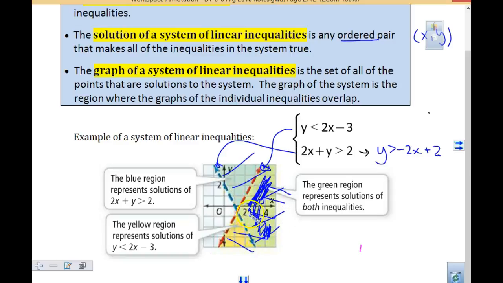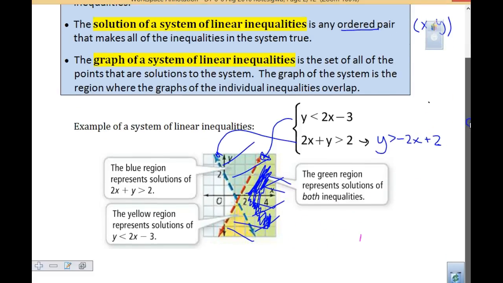And then what you want to do is the place where they overlap, you want to make that super dark. Because if I asked you, well, what's a solution to this problem? I can pick any number in this dark shaded region, the green region, and it's going to be a solution. Like (4, 0) is an easy solution, right? Right here, (4, 0). I could go with (4, 2), right? That's going to be a solution. I don't have to use integers.